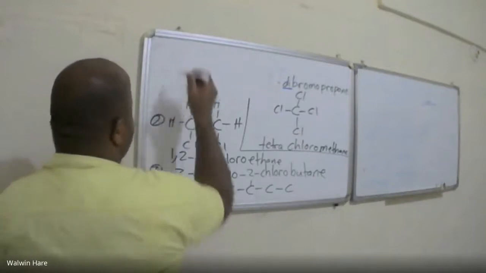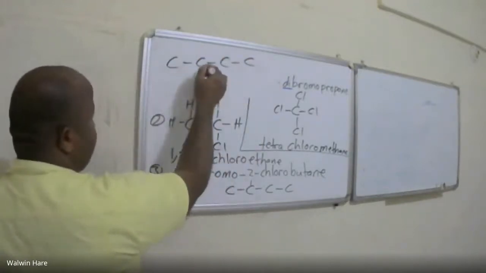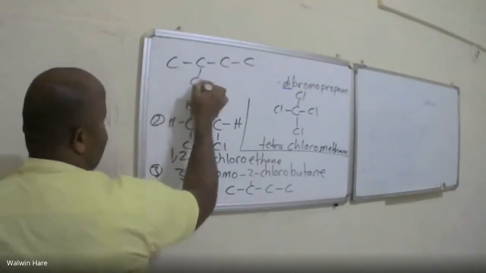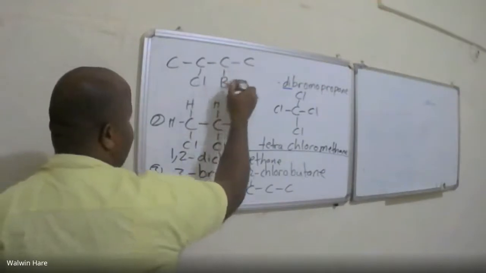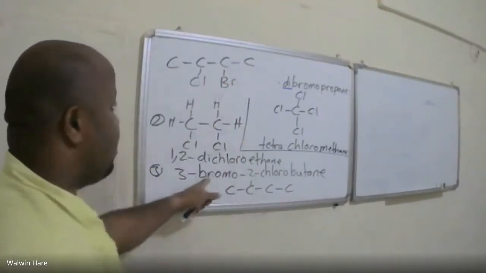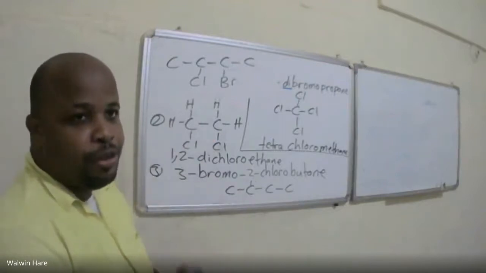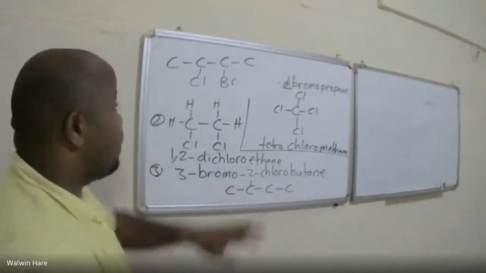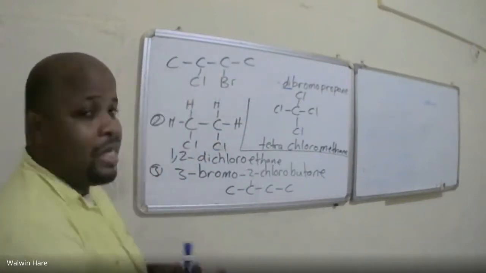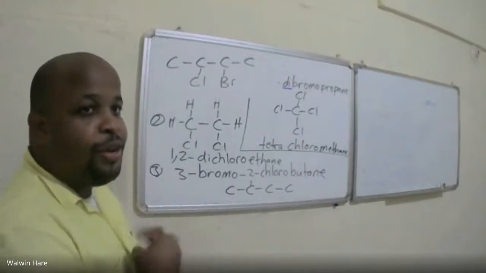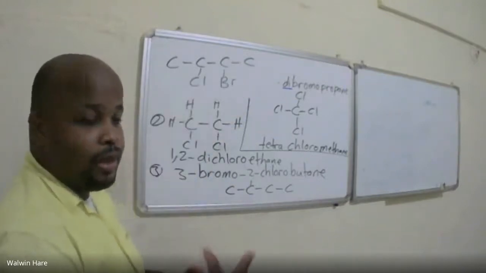So four carbons, 1, 2, 3, 4. I start counting from here, so this is carbon 2 with the chlorine. That means this would be carbon 3. Now, when you're given the name and you're drawing the compound, you can choose which direction to count from, all right? So you can choose to start counting from here or here. Because you're drawing it, you have the option where you want to count from.